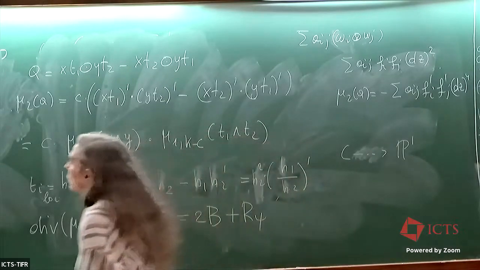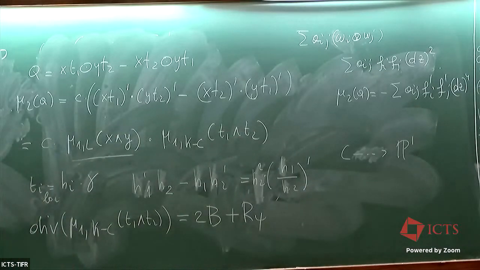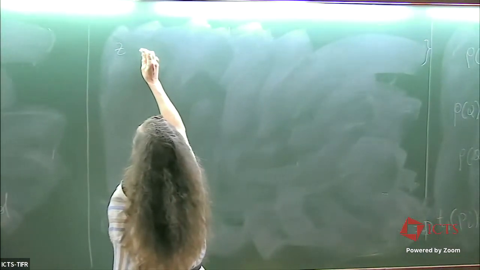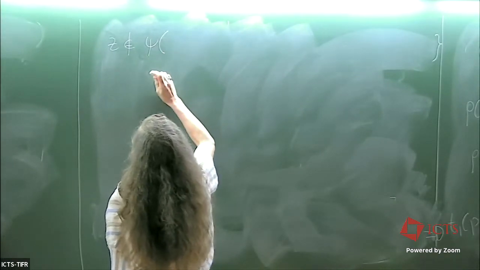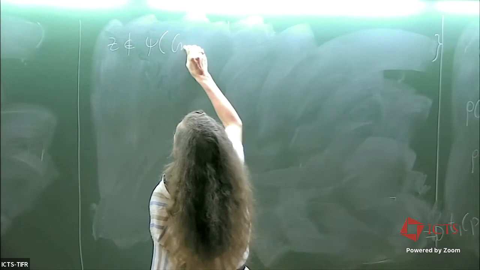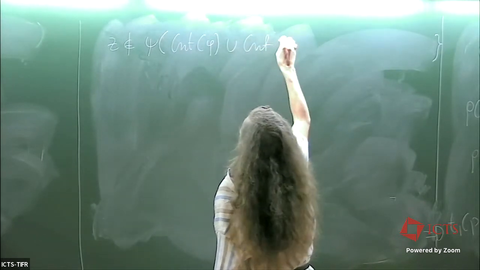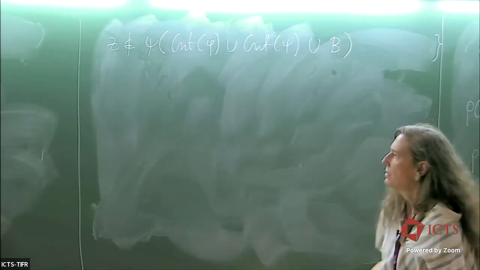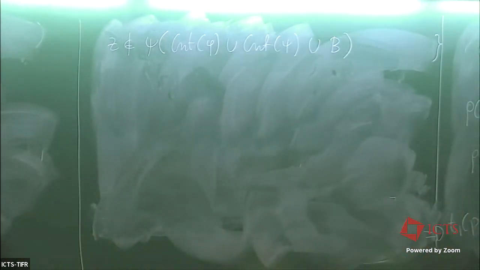So in the end, what do we get? Since this second Gaussian map is the product of the first Gaussian map, I have to evaluate it at the points to see what's on the diagonal. If I evaluate it at the points, I get something different from zero. Now let me assume that Z is not in the image of the set of critical points of phi, union the critical points of psi, union the base locus B. This fact that they are linearly independent holds only if it is a regular value.